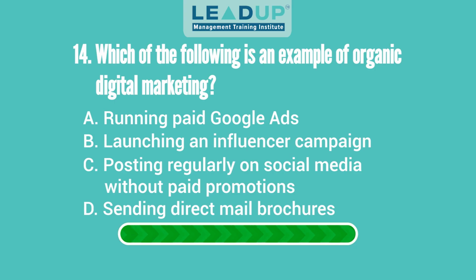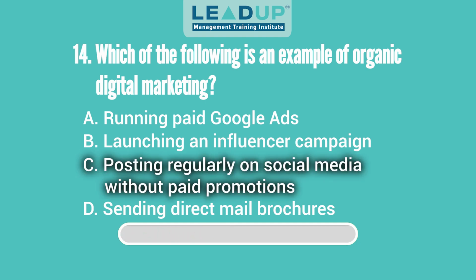Question 14. Which of the following is an example of organic digital marketing? A. Running paid Google ads. B. Launching an influencer campaign. C. Posting regularly on social media without paid promotions. And D. Sending direct mail brochures. Answer: posting regularly on social media without paid promotions.